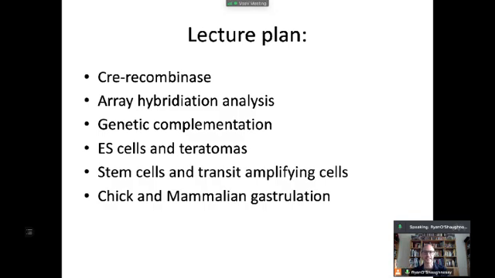We looked at ES cells and teratomas, and we looked at stem cells and transit amplifying cells. Think of those as further and further along that stem cell potential pathway. We looked at how ES cells give rise to teratomas, which have all of the different tissue types, ectoderm, mesoderm and endoderm, and also how we can drive ES cells to a particular fate by activating signaling pathways we know induce certain tissues in our model organisms. So BMP will induce epidermis in ES cells.